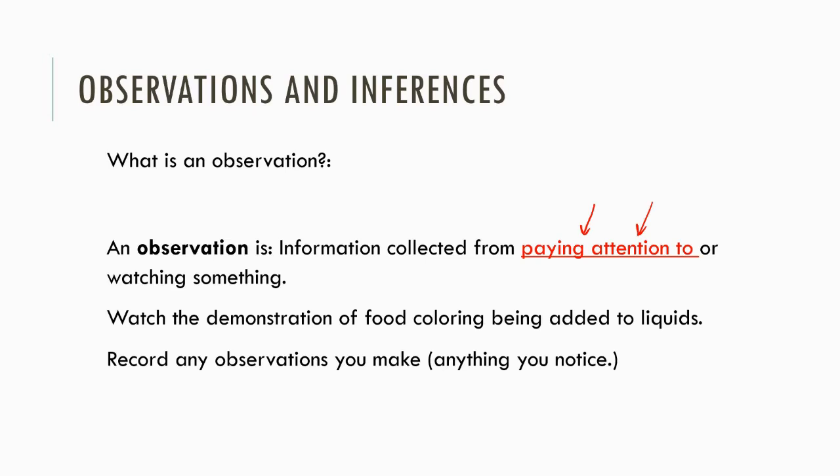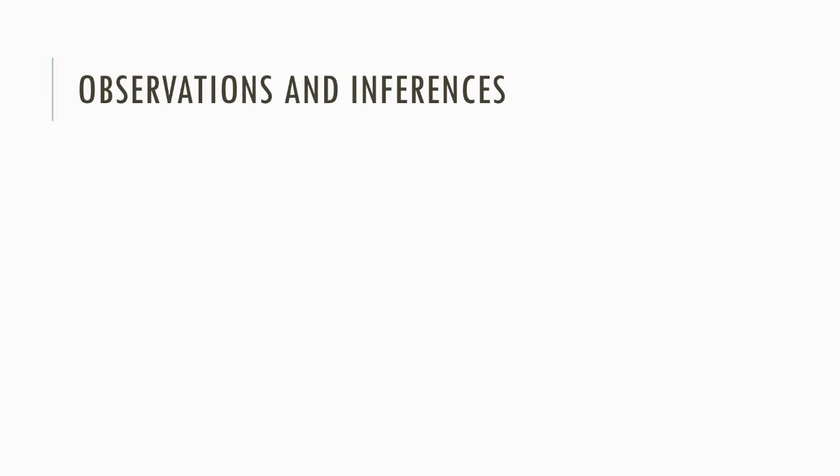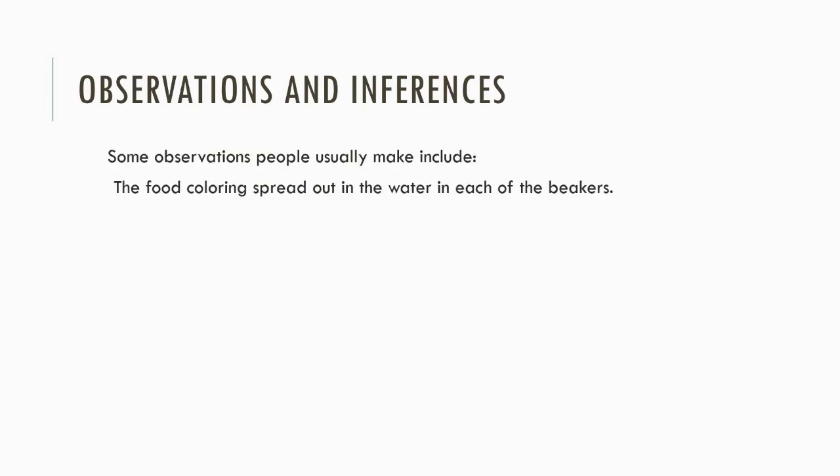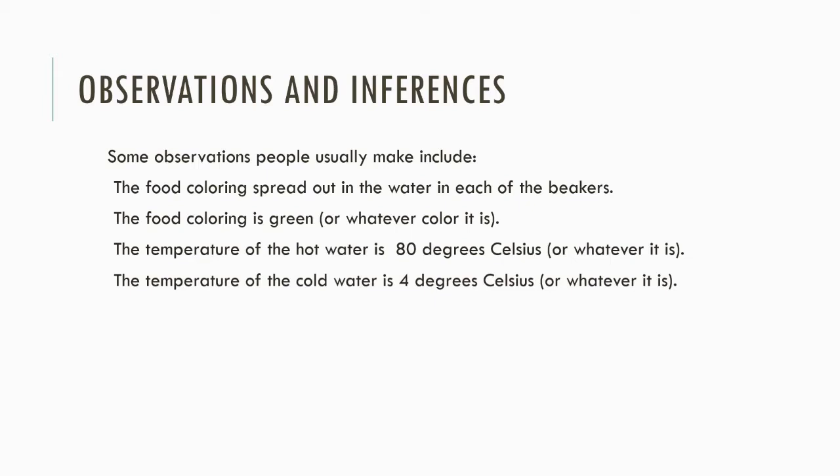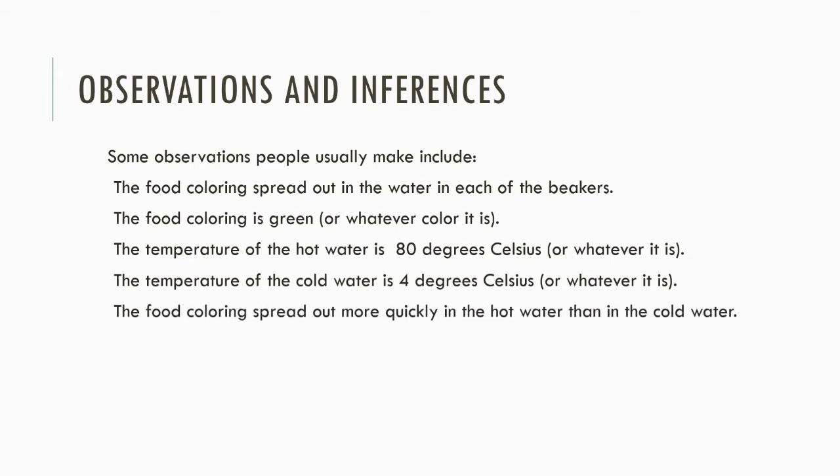So now that you've had a chance to write down some of your own observations from the video, let's briefly go over some of the observations that people usually make. First, the food coloring spread out in the water in each of the beakers, great. The food coloring is green. The temperature of the hot water is 80 degrees Celsius or whatever it might be. The temperature of the cold water is 4 degrees Celsius, again, whatever it might actually be. Otherwise, the food coloring spread out more quickly in the hot water than the cold water. That's great. These are all good observations.